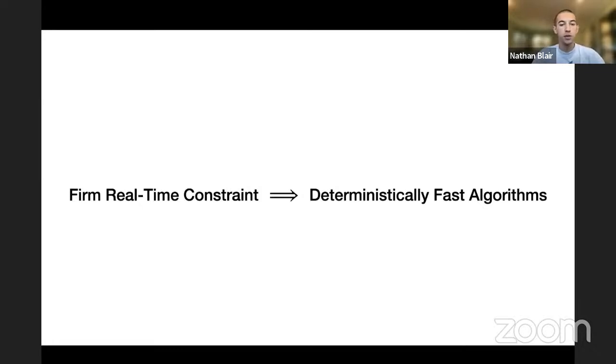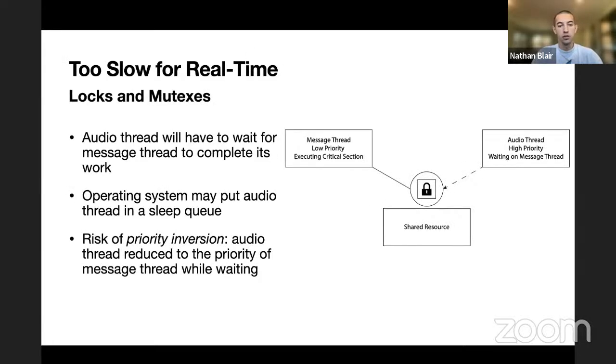Okay, so because we have this firm real-time constraint and we have to get these audio blocks out really fast, we need to write deterministically fast algorithms. The emphasis is really on deterministic, because if the runtime varies a lot between audio callbacks, you might get no problems 99% of the time, and then 1% of the time you get an audio click, and that's still going to make your plugin pretty useless. So one thing we really want to avoid in the audio callback is locking, which means that it would have to wait for another thread to finish its work.